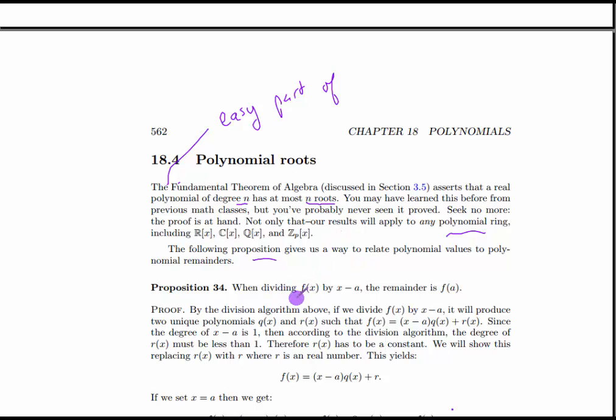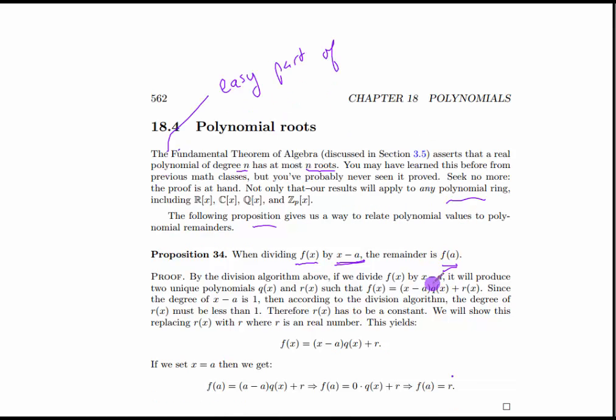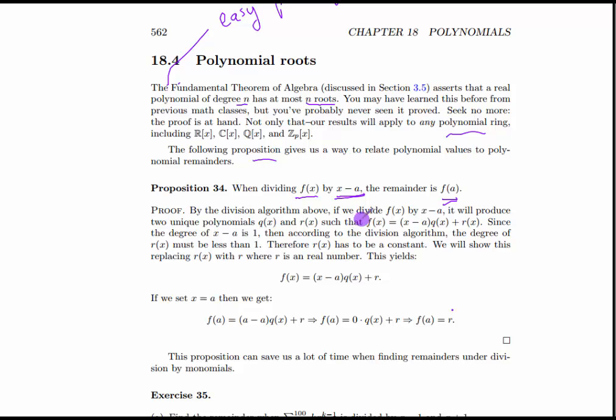First, when dividing a polynomial by the monomial x minus a, the remainder is f of a. You may have learned that in high school. It's an extremely useful trick. How do you prove this? Well, let's express f in terms of its quotient and remainder. We can divide f by x minus a, and using the results of the previous section, we know that the degree of r is less than the degree of x minus a. What does that mean? This has degree 1.